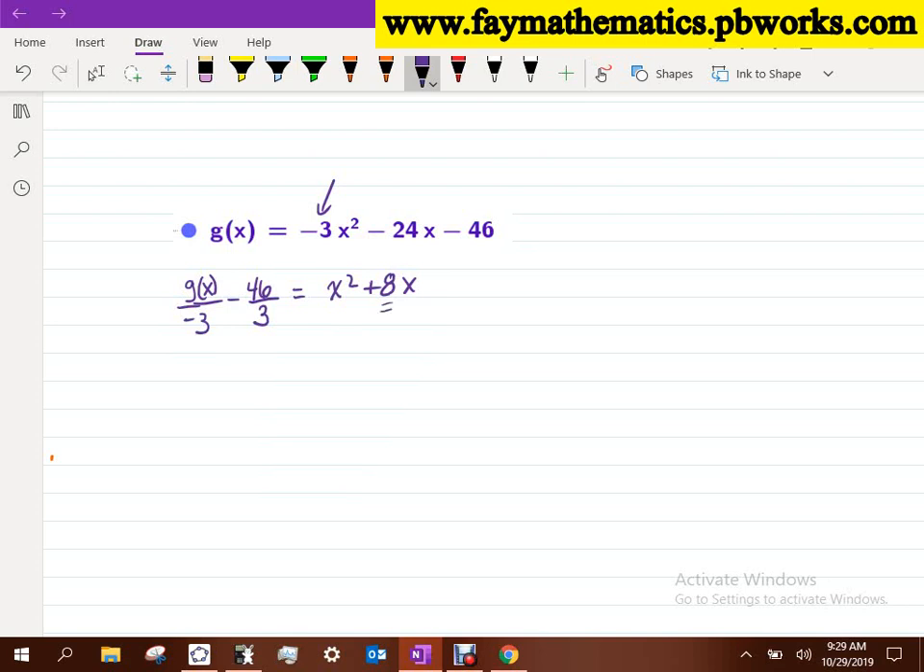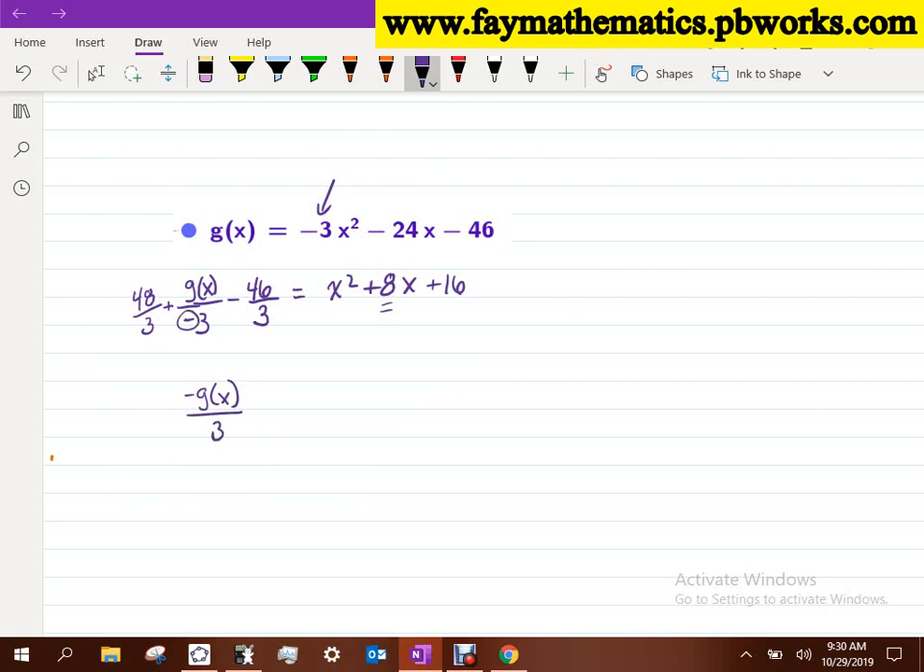Okay, next thing, you take half of that, square it, add to both sides. So add 16 to that side. Now, just so that I have a common denominator of 3, I'm going to add 48 thirds to this side. Okay? Okay. What's 48 thirds minus 46 thirds? 2 thirds.